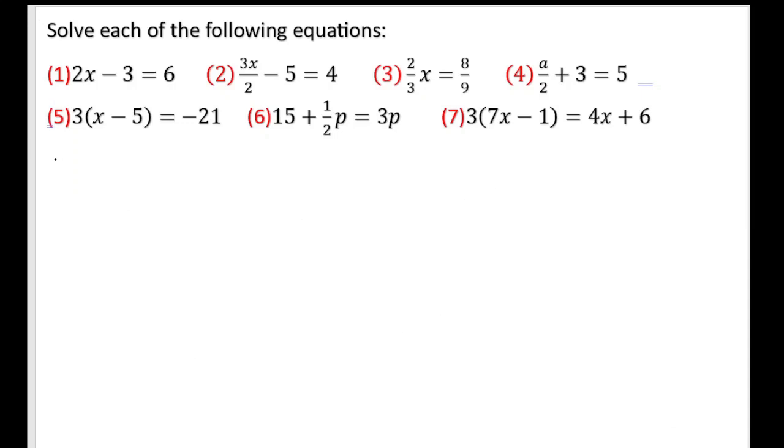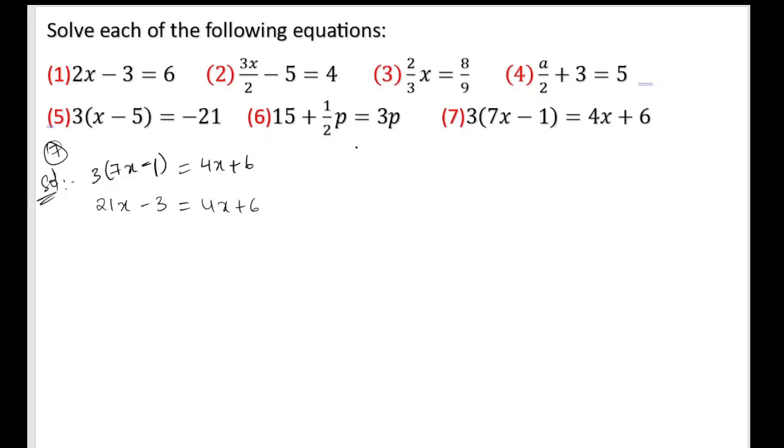Now seventh bit, let us start the solution. The given equation is 3 into 7x minus 1 is equals to 4 into 4x plus 6. So here first we will open this bracket. 3 into 7, 3 sevens are 21x minus 3 ones are 3 is equals to 4x plus 6.